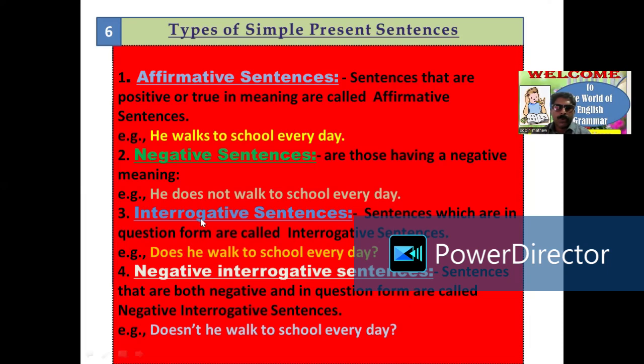Next, we have interrogative sentences. Interrogative sentences are in the form of questions like, do you walk to school every day? Here you can see, does he walk to school every day? That is a question. Sentences which are in question form are called interrogative sentences.